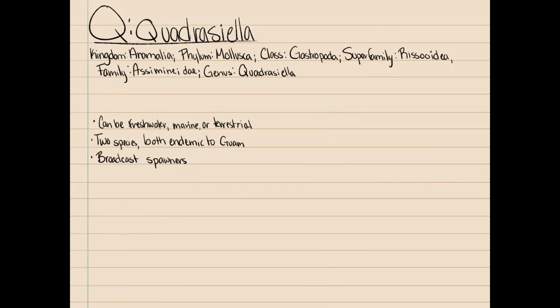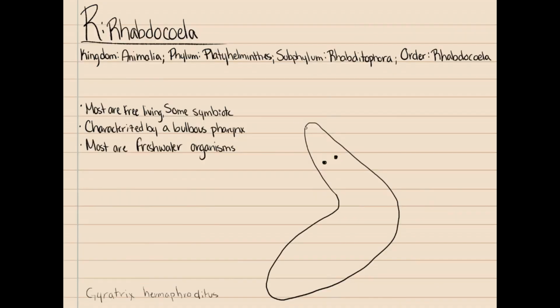Q is for Quadricelia, a Guam-based gastropod that I couldn't find any images to do a doodle for you guys for. R is for Rhabdocoela, a kind of flatworm with a bulbous barrel-shaped pharynx. They're mostly freshwater organisms.